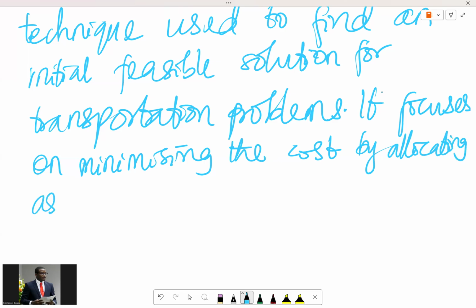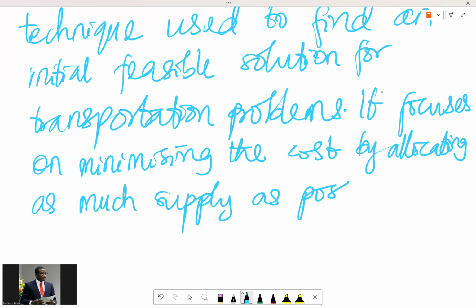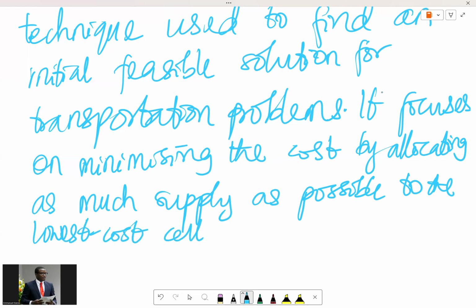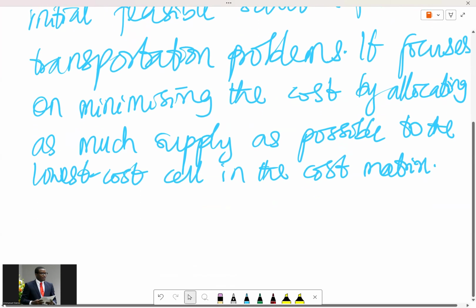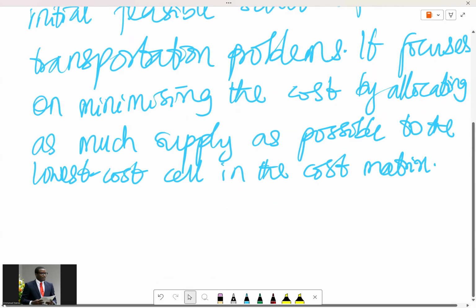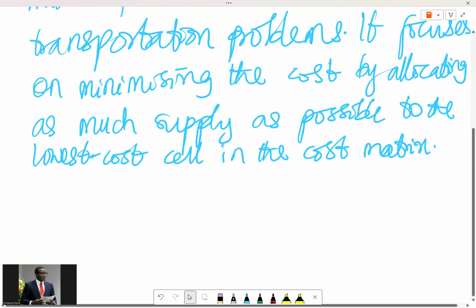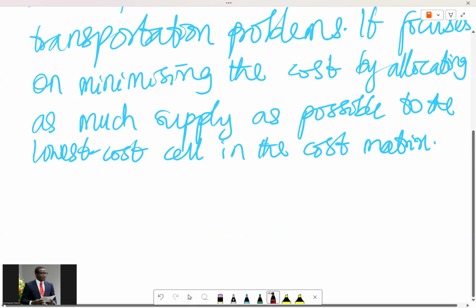It focuses on minimizing the cost by allocating as much supply as possible to the lowest cost cell in the cost matrix. So here the focus is on the lowest cost. In the Northwest Corner Rule, it's more about direction. You start from the very top and keep moving right or down depending on how you meet supplies and demands. But here the focus is on the lowest cost. Okay, so let's go on to talk about the steps.